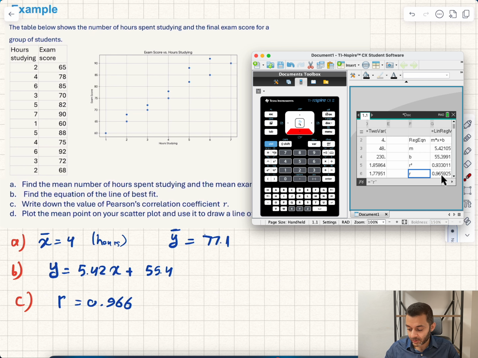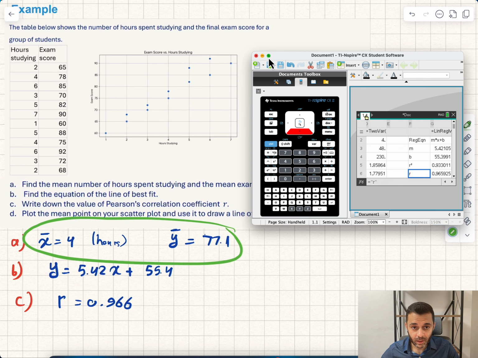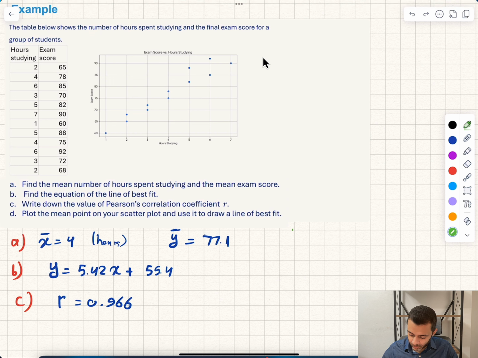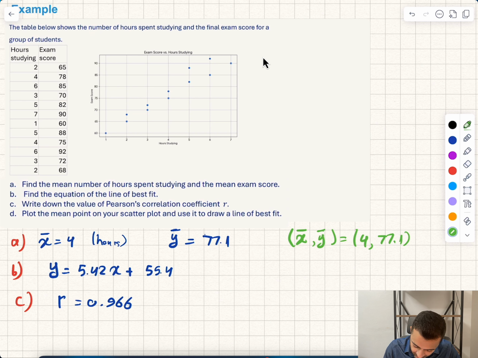Now here, in question D, it says, plot the mean point on your scatter diagram and use it to draw the line of best fit. So here, the mean point is this, which is what we found in A. So here, as you see, the mean point, we can write it like this. It's equal to 4 for X, 77.1 for Y. So it will be 77.1, which is nearly here. So this is the mean point. As you see, X is 4 and Y is 77.1. You can label it, of course. That will be better.